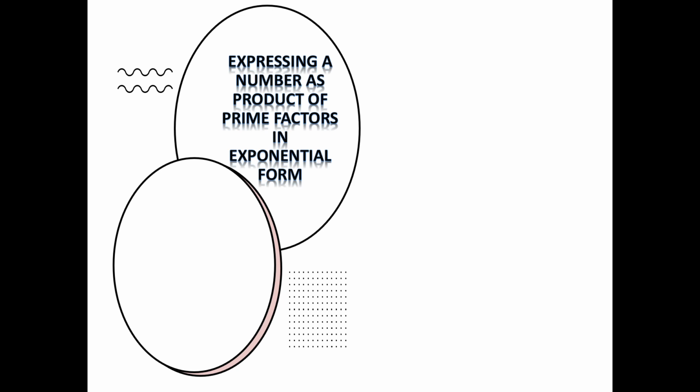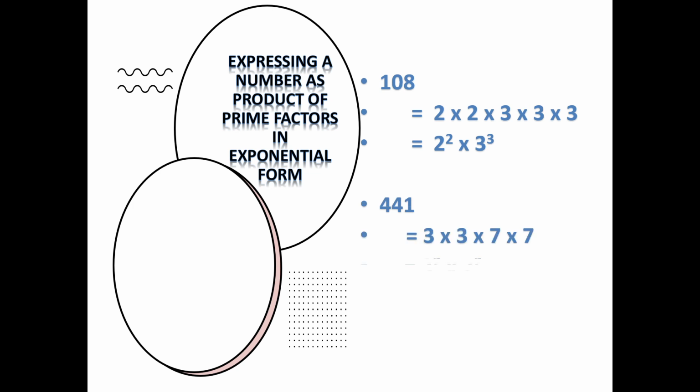Now, expressing a number as a product of prime factors in exponential form. Suppose 108. After factorizing, we find that 2 is multiplied 2 times and 3 is multiplied 3 times. So we can write 108 in exponential form as 2 square into 3 cube. Or 441 we can also write as 3 square into 7 square.